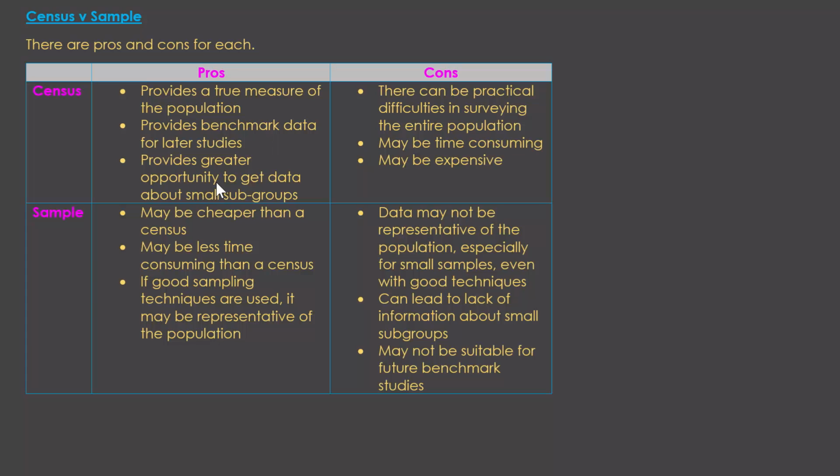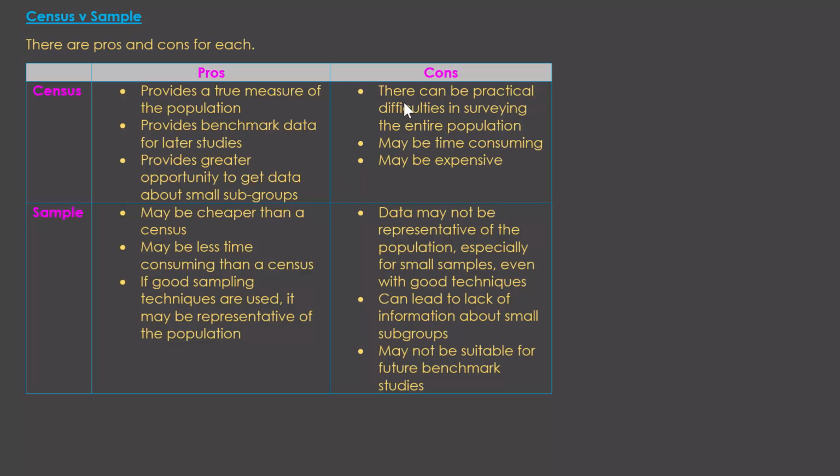It provides greater opportunity to get data about small subgroups. If you think about your population, it's split into groups. Different religions, different sports fandom, etc., etc. And some groups are very small. If we take a census, we get as much information as we can about those subgroups. But if it's a small subgroup, if we sample, we may not get much of a read on that particular group.